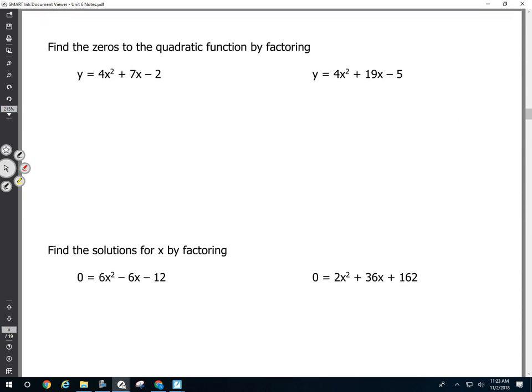Let's review factoring when a is not 1. Now notice the way I'm asking you this question. I did not start out with an equation, okay? I said find the zeros to the quadratic function. That means you are going to solve this equation. Zeros are when y is 0. You replace y with 0. Okay, let's go ahead and factor that.